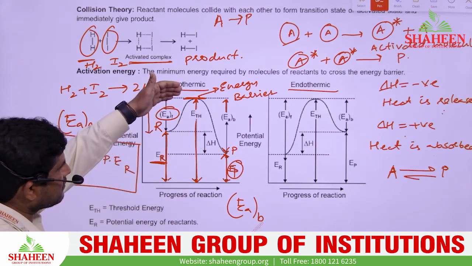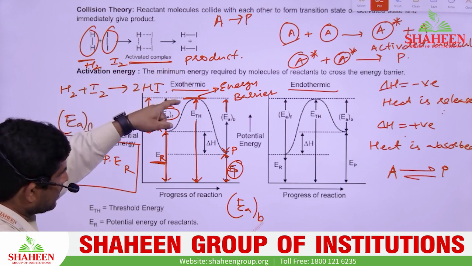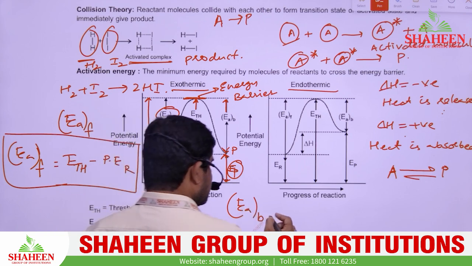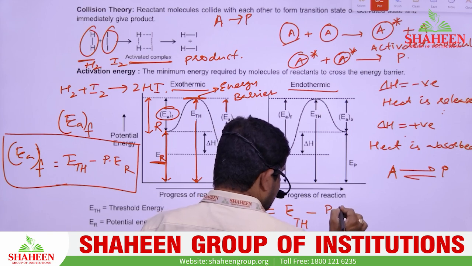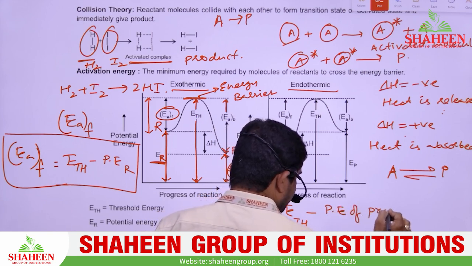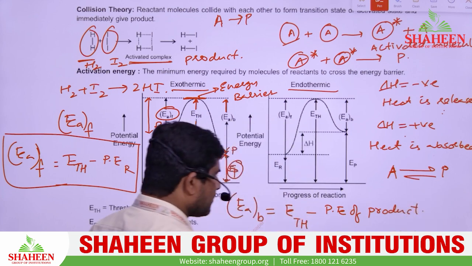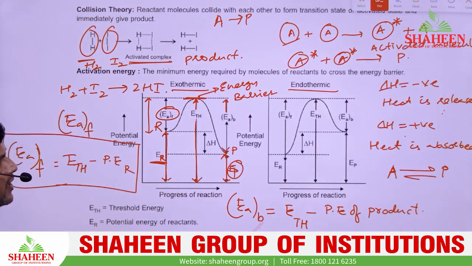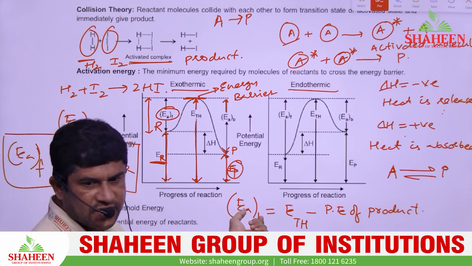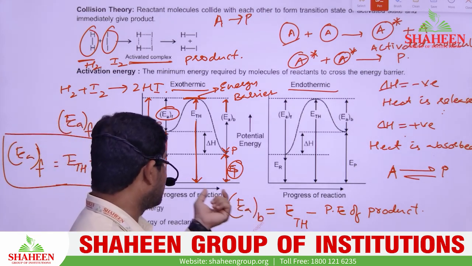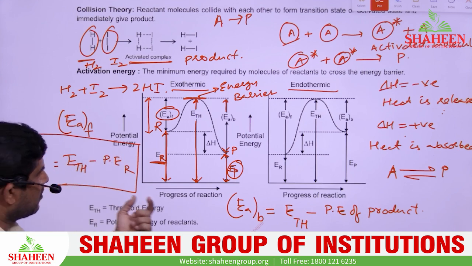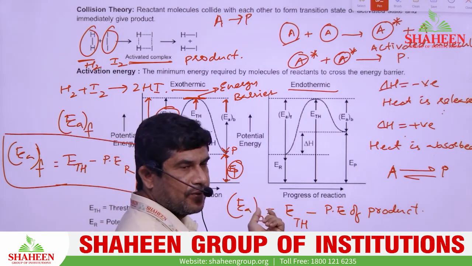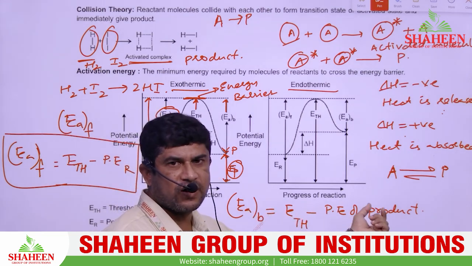Threshold energy means the energy required to pass this energy barrier. If we subtract, the activation energy of the backward reaction can be calculated by threshold energy minus potential energy of product. So this is the activation energy of the forward reaction, and this is the activation energy of the backward reaction. The activation energy of the forward reaction is threshold energy minus potential energy of reactant, and the activation energy of the backward reaction is threshold energy minus potential energy of product.